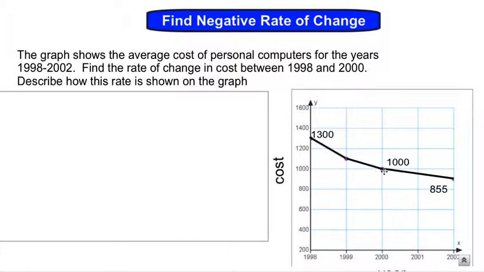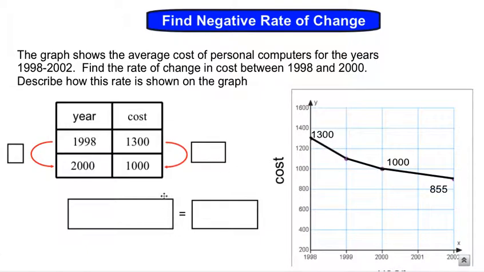Is it going up or is it going down? And it looks like it's going down, so we need a table. So 1998, the cost was $1,300. The year 2000, the cost was $1,000. So the difference in the cost was 300 bucks.